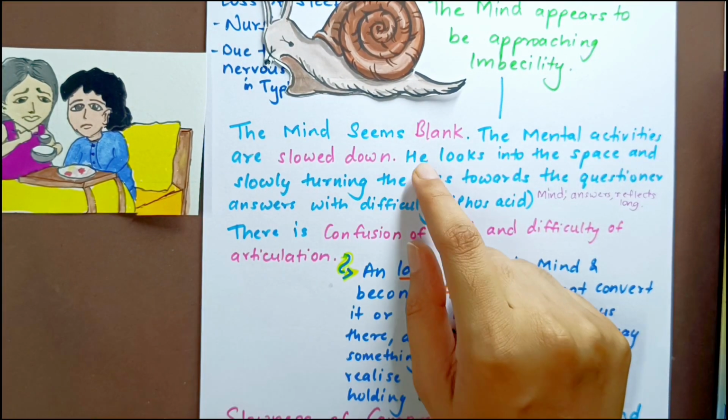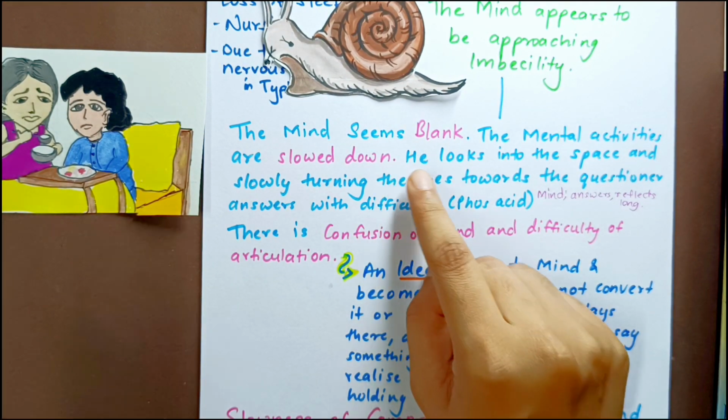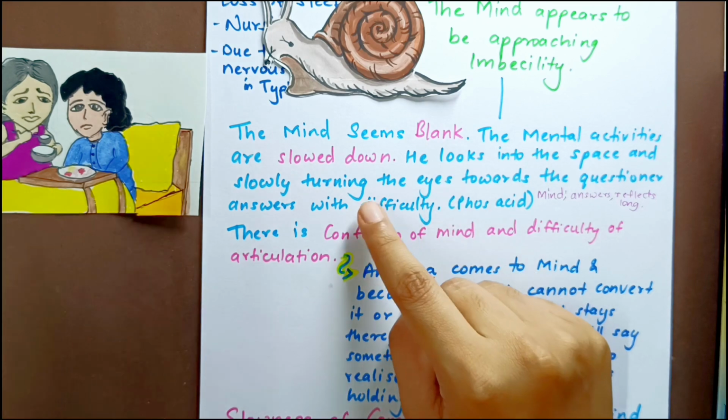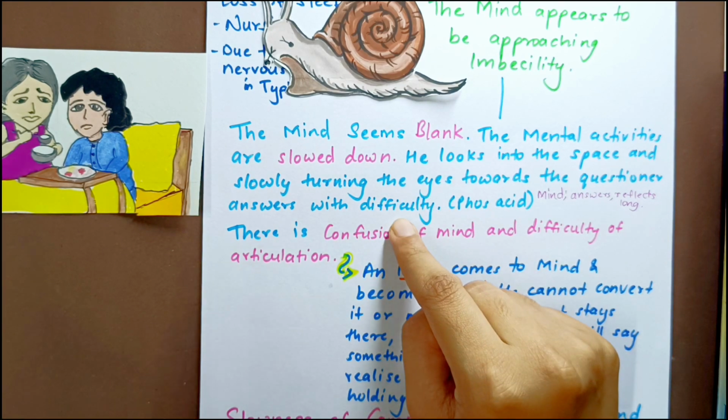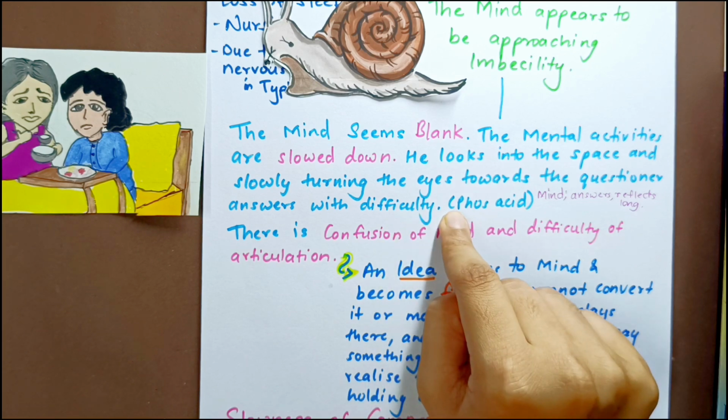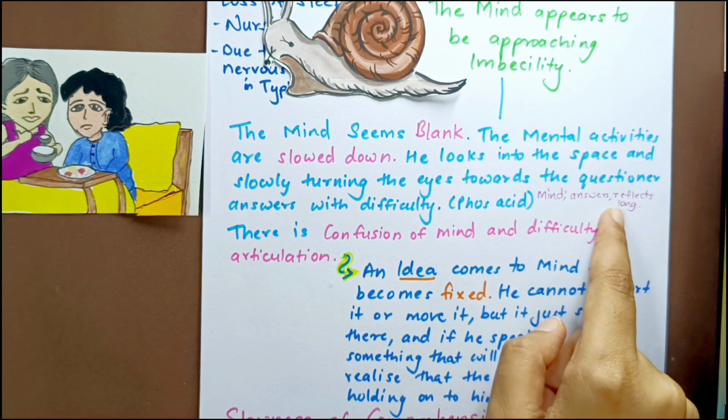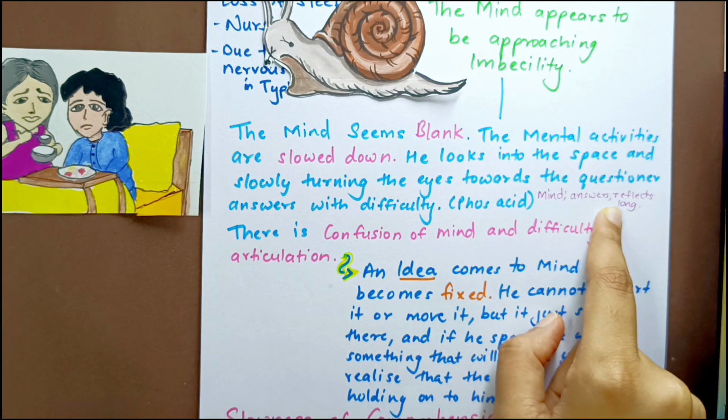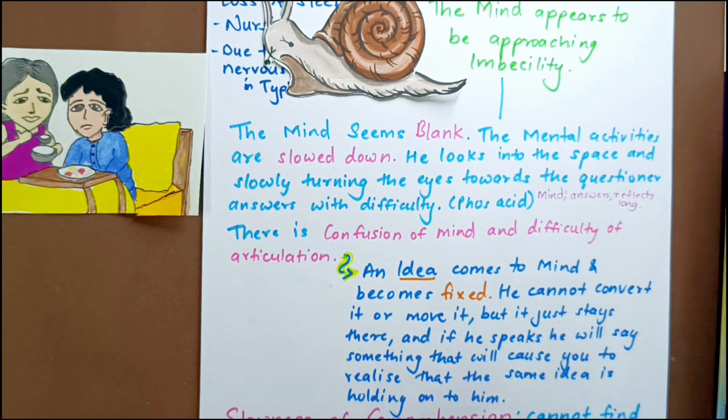The mind seems blank, the mental activities are slowed down. He looks into the space and, slowly turning the eyes towards the questioner, answers with difficulty. This is also there in phosphoric acid. Mind answers reflects long is also a rubric that Dr. Kent gives. So what happens is, just as we've seen that the physical aspect is also completely slowed down, there's paralytic weakness in them.